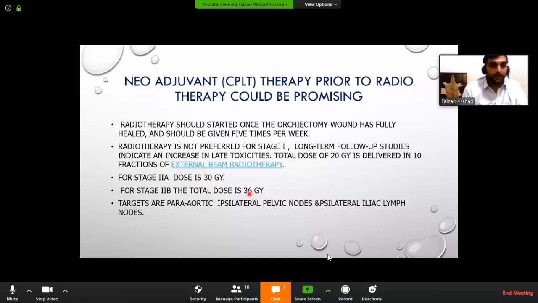A total dose of 20 grays is delivered in 10 fractions of external beam radiotherapy. For stage 2A, the dose is 30 grays. For stage 2B, the total dose is 36 grays. And the targets are the para-aortic, ipsilateral pelvic nodes, and ipsilateral iliac lymph nodes.